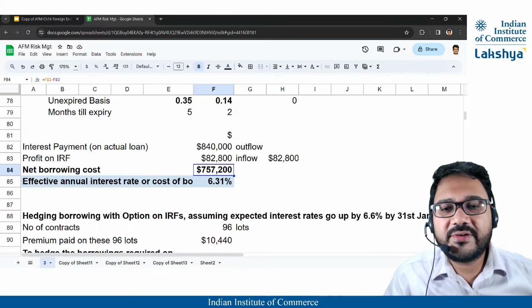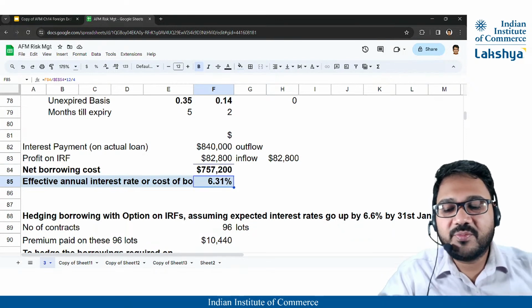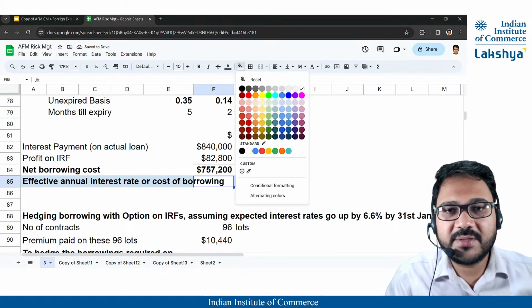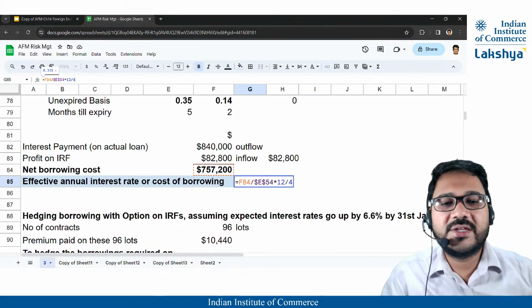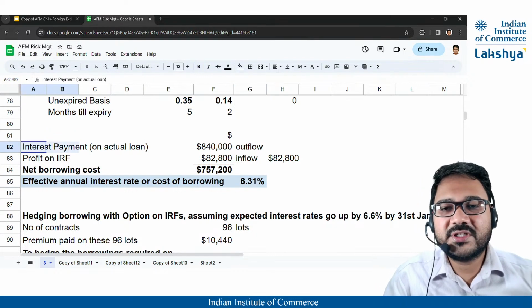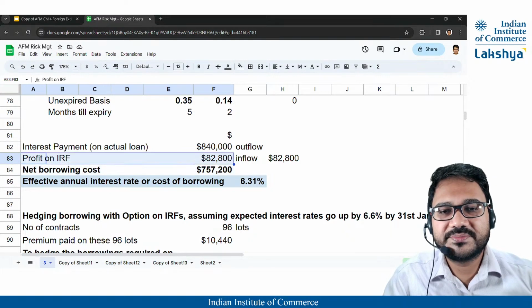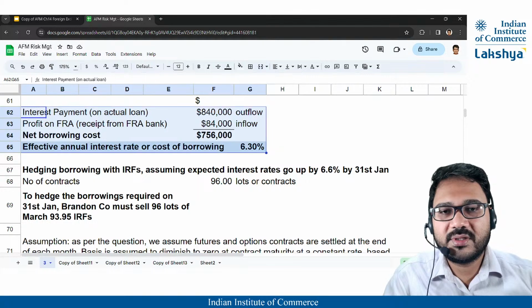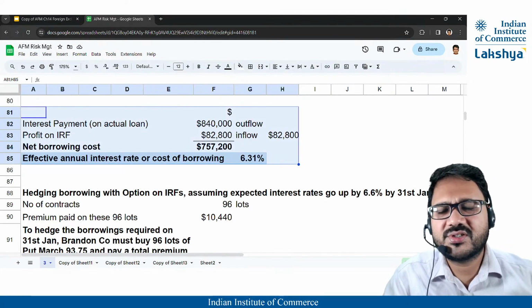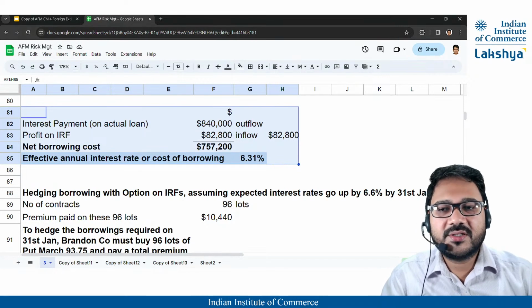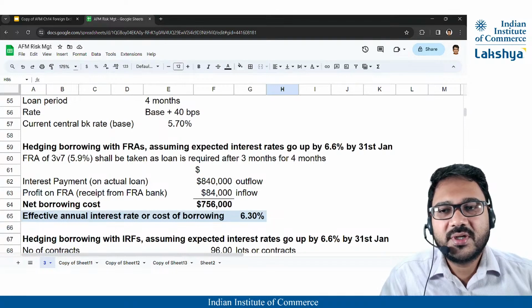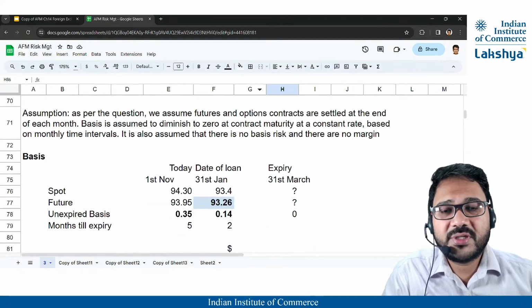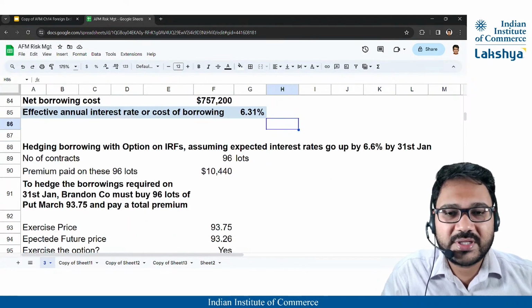So your cost is $757,000, and the annualized effective rate of borrowing shall be 6.31%. How? 757 divided by the actual loan into 12 by 4. In fact, this entire thing could have easily been copy pasted, and all you had to change was this. You need not type everything again and just change the cell references. Okay, so far, 757 versus 756. So 756 is cheaper. FRAs are better with 6.3% effective rate, whereas here it is 6.31% effective rate.